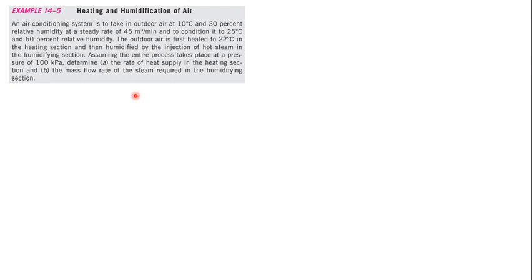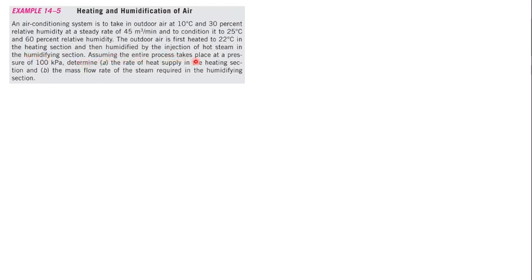Okay guys, this is example 14.5 regarding the heating and humidification of air. An air conditioning system is to take the outdoor air at 10 degrees C and 30% relative humidity at steady rate of 45 meter cube per minute, and to condition it to 25 degrees C and 60% relative humidity. The outdoor air is first heated to 22 degrees C in the heating section and then humidified by the injection of hot steam in the humidifying section.